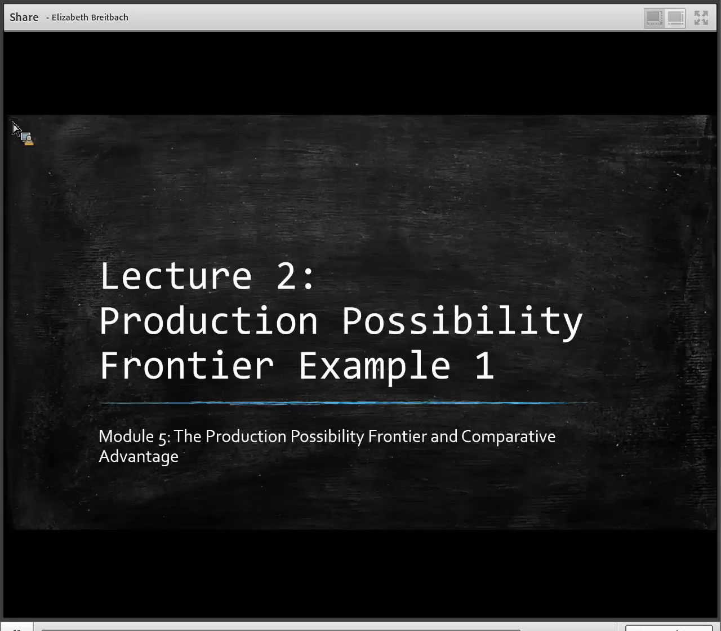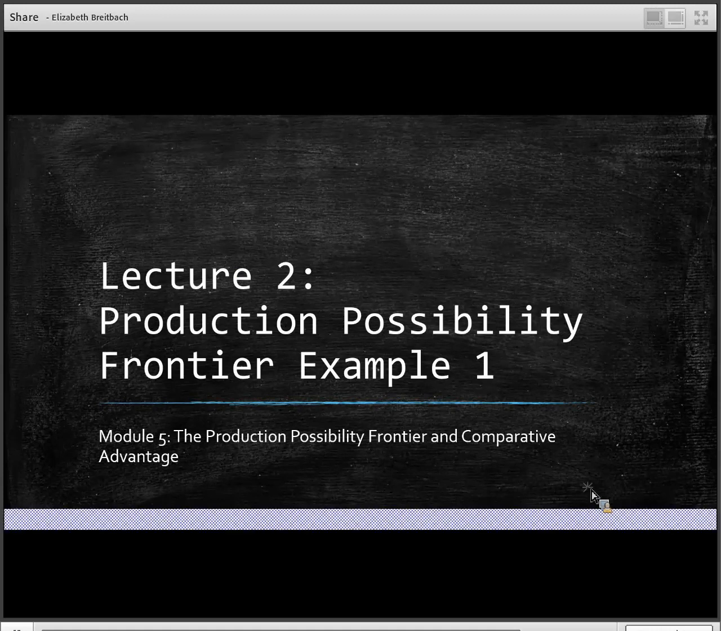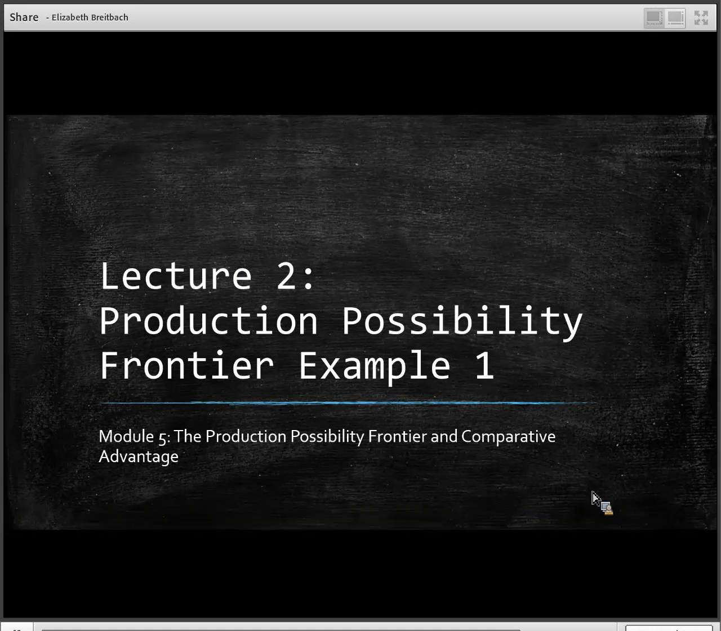Chapter 2 of our production possibility frontier module, we are going to start looking at an example to help us better understand exactly what I'm talking about and referring to in our production possibility frontier. So let's get started right away with an example, and as we move through, I'll try to address some of the common questions that I often hear when we're talking about the production possibility frontier.